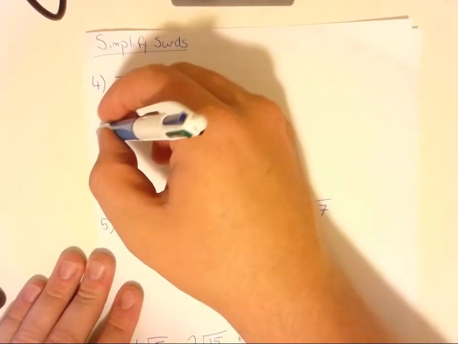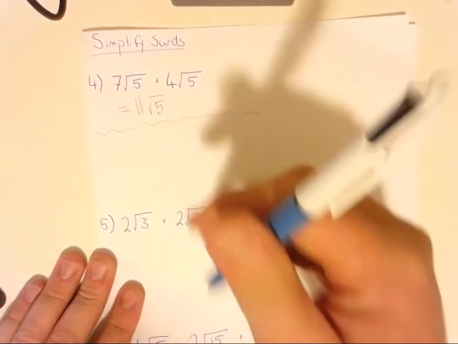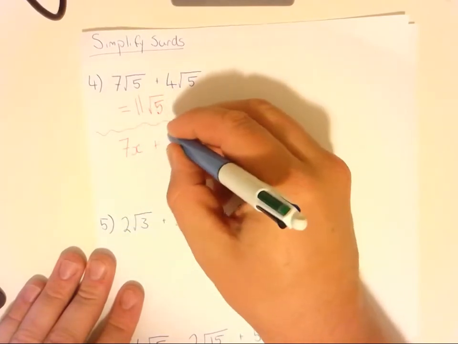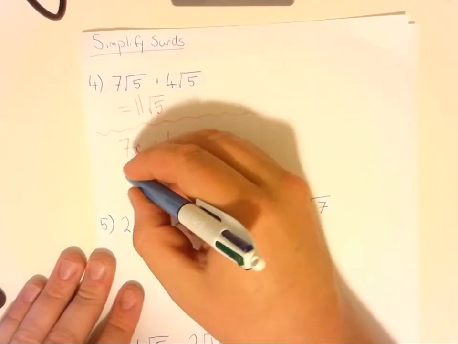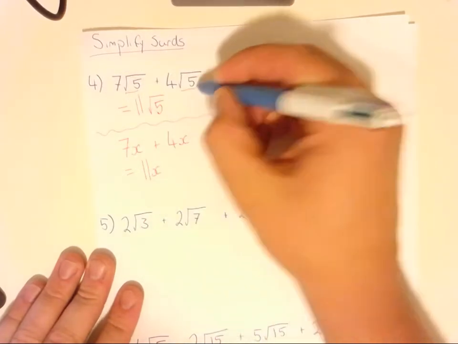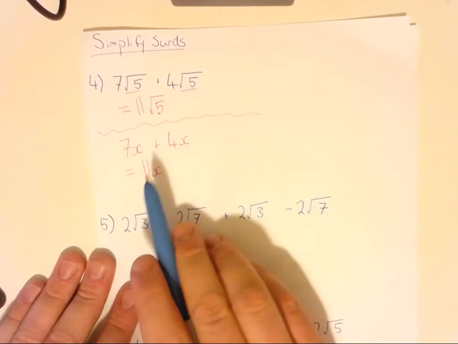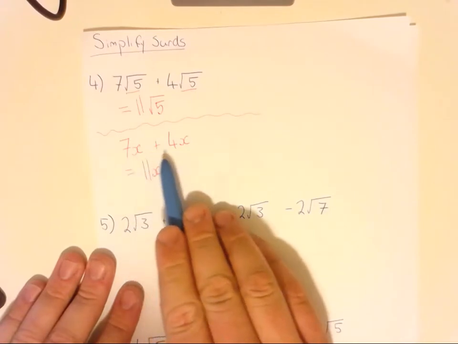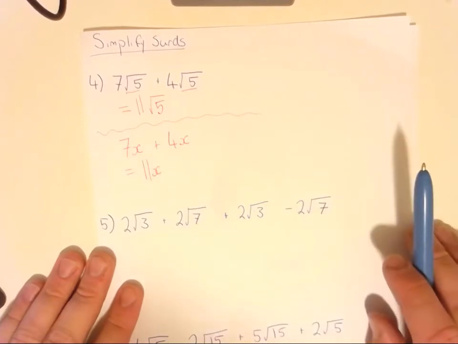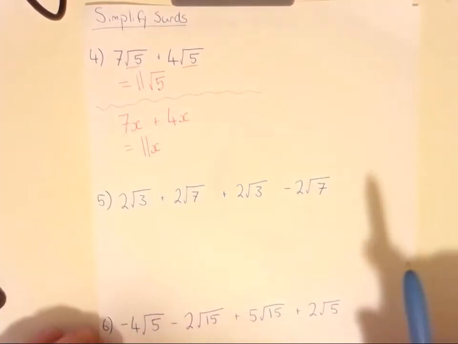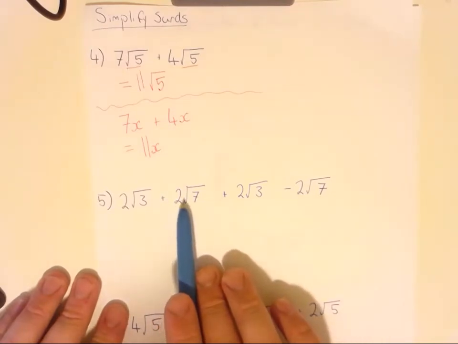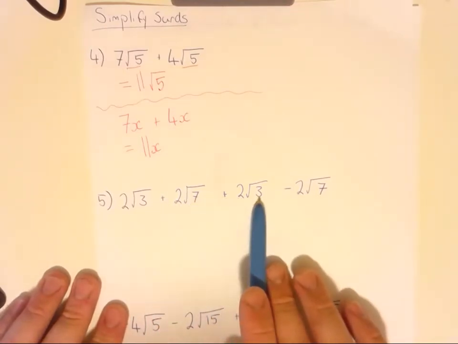If you want to think about it in terms of algebra, we can think about it as 7x plus 4x equals 11x, because both of these are the same. Much like when we're doing our algebra with 7x and 4x, I can just add these together to get my 11x. The next question I'm looking at is 2 root 3 plus 2 root 7 plus 2 root 3 take 2 root 7.